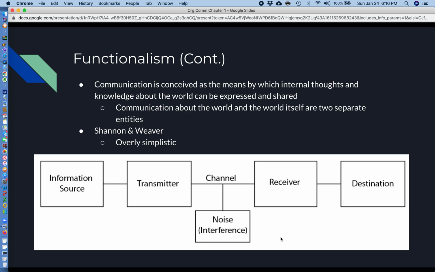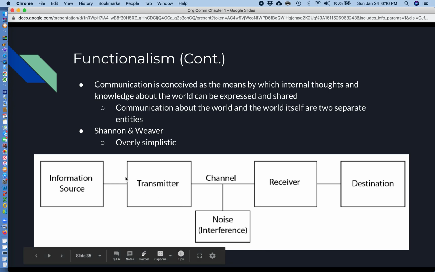So, according to functionalism, communication is thought of as the means by which internal thoughts and knowledge about the world can be expressed and shared. And according to the functionalists, talking about the world and the actual world are two separate entities. So you see how this is a little different than what we talked about in the last short lecture. For a functionalist, they don't believe that communication, for example, makes an organization, because communication and the real world, quote unquote, are two very separate things.